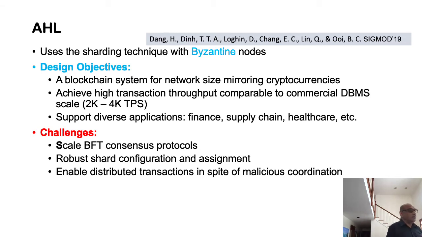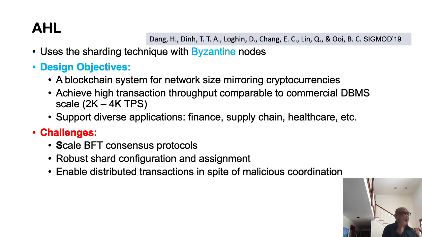What are the challenges they have to overcome? This is what the authors outline. One, of course, as we have seen, is that one of the biggest challenges or bottlenecks in the context of permissioned blockchain systems is the consensus protocol, which is based on Byzantine fault tolerance. So the first thing they have to deal with is how to scale the BFT consensus protocol. The second thing, which right now is going to appear a little mysterious, is the shard configuration or assignment.